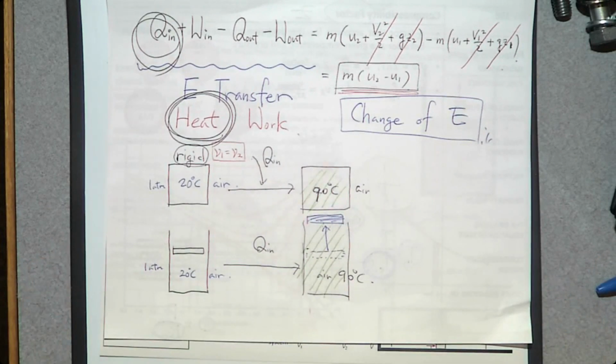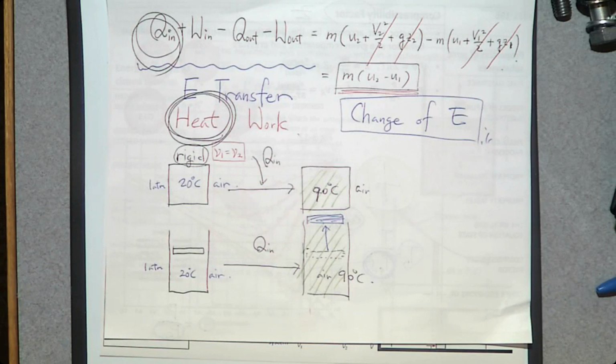Let's talk about our system in terms of the total energy. The total energy of air in this rigid container, the total energy of air in this piston cylinder device, are they the same or not? Not anymore. Why is that? Because of the volume extension, right?